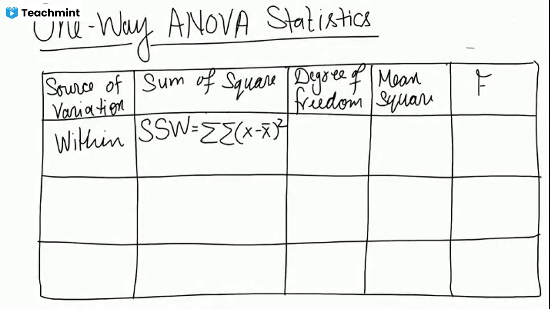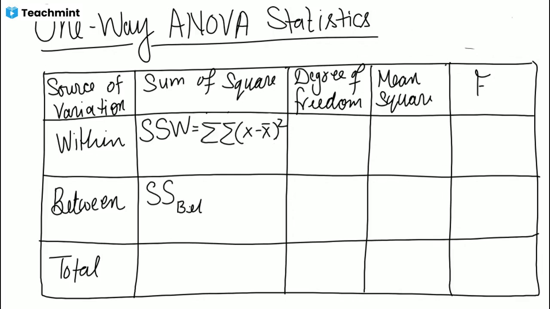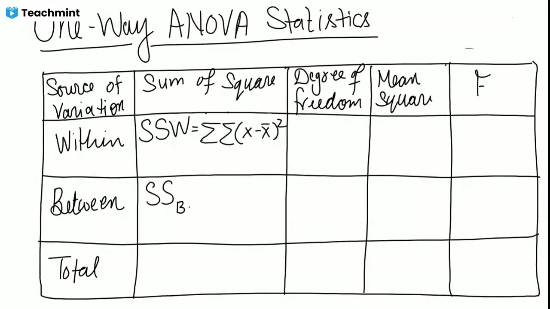So either you can use i, j here, or you can use it directly without that. By using an example, you'll understand better. And the next source of variation is between, and last we find the total of them. Either you can use sum of square between, or simply SSB also.